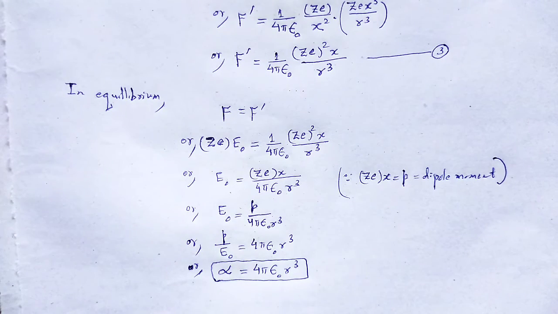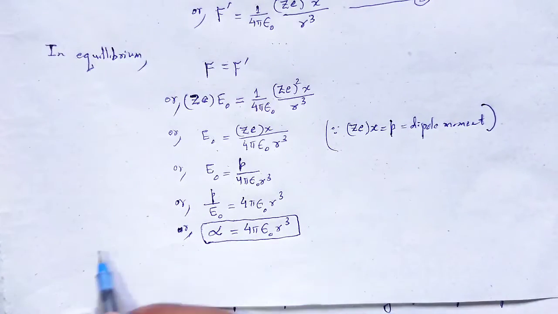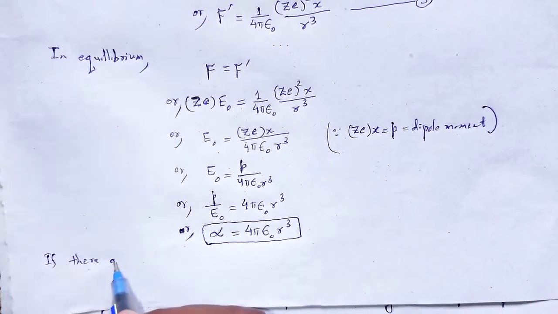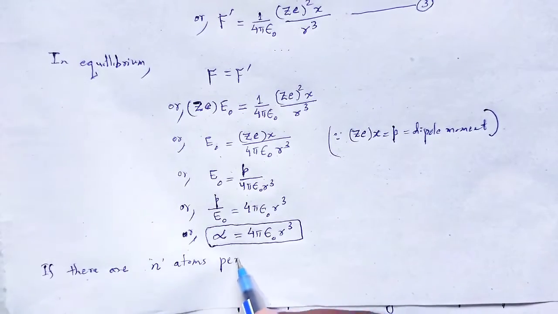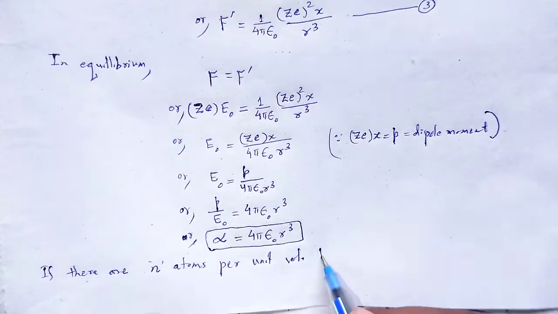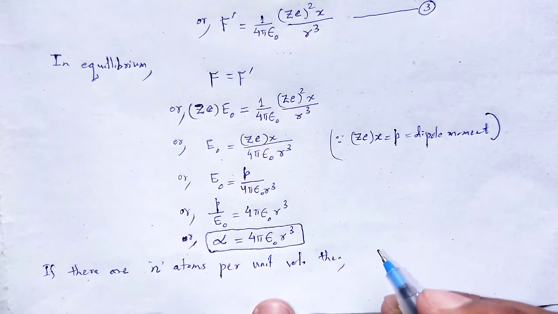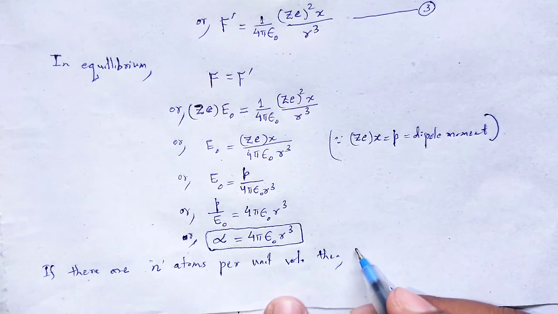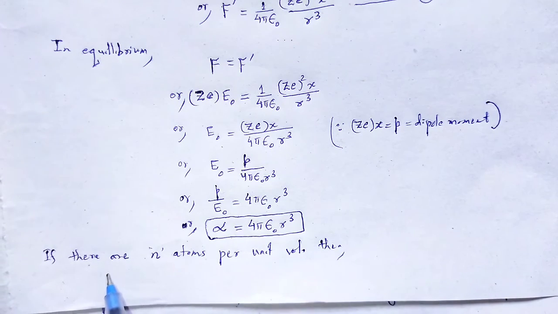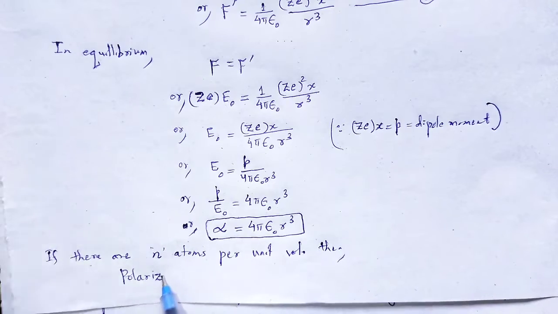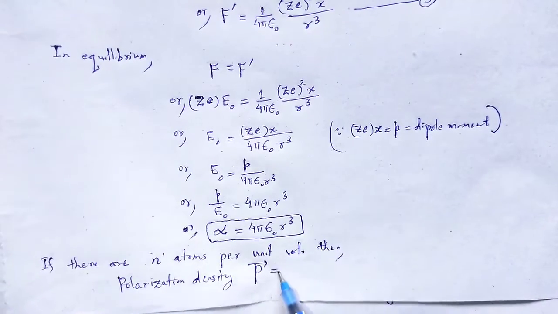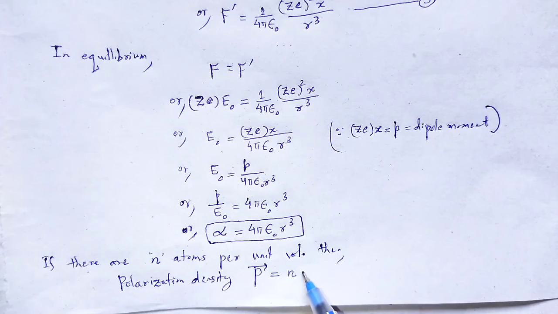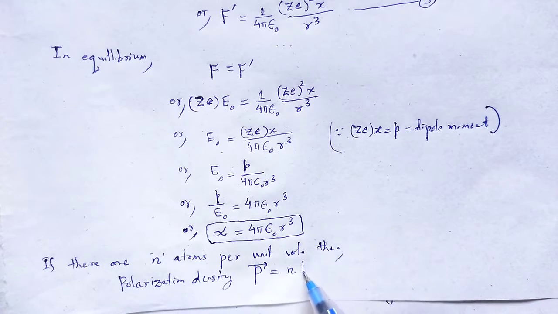Atomic polarizability. If there are small n atoms per unit volume, then the polarization vector, representing the polarization density, capital P vector, is the number of atoms per unit volume, small n, into small p vector.